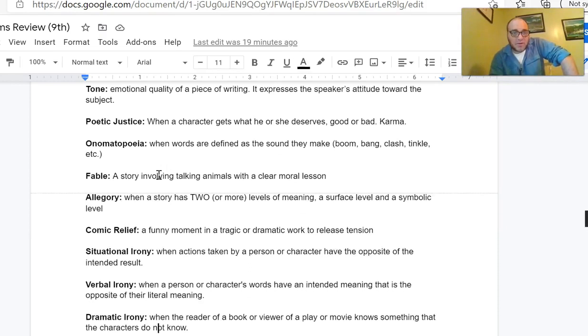Poetic justice, that's one we definitely want to look at. It's when a character gets what he or she deserves, good or bad. So it's kind of like another word for karma, but just like hyperbole is another word for exaggeration. And when you're writing academically, you want to use hyperbole. Same thing, poetic justice, karma. When you're writing academically, use poetic justice. We like it when characters get what they deserve.